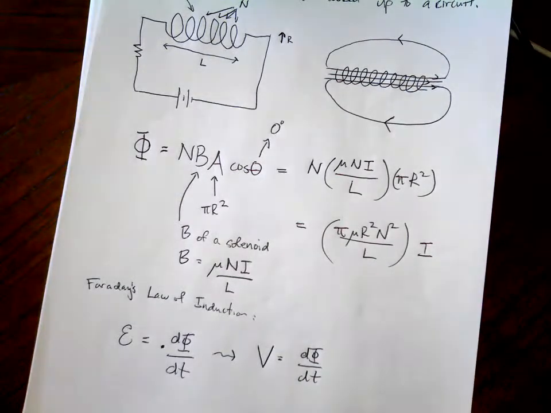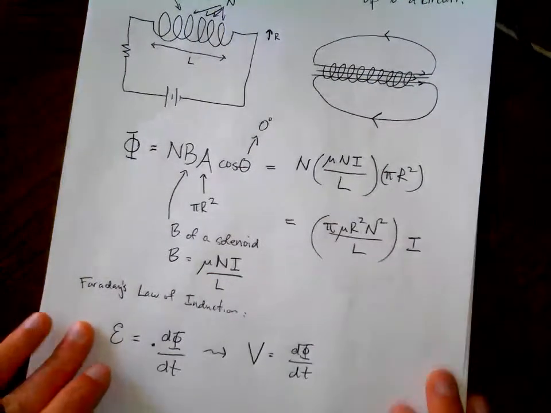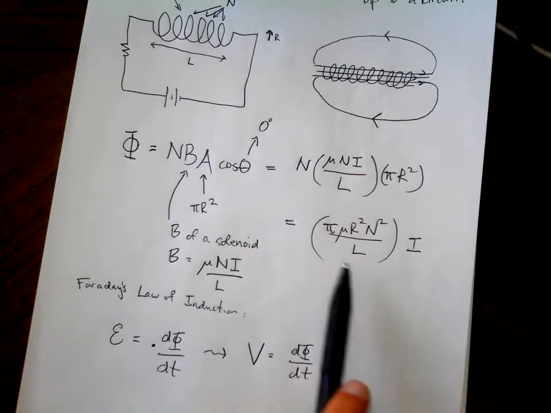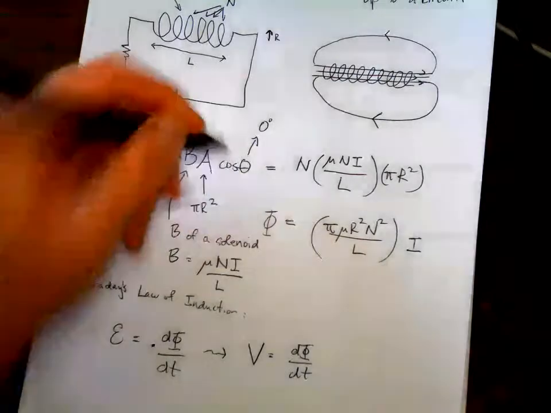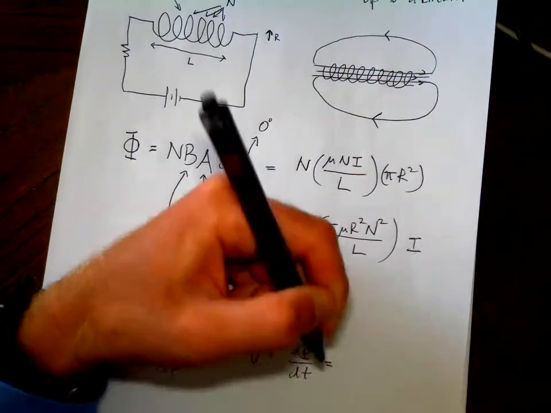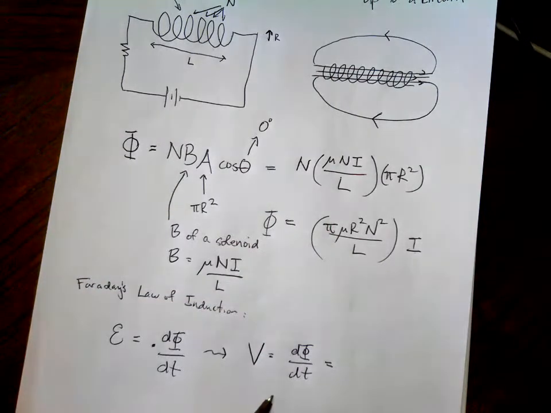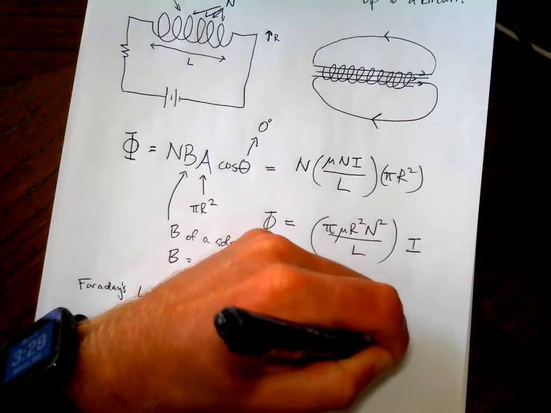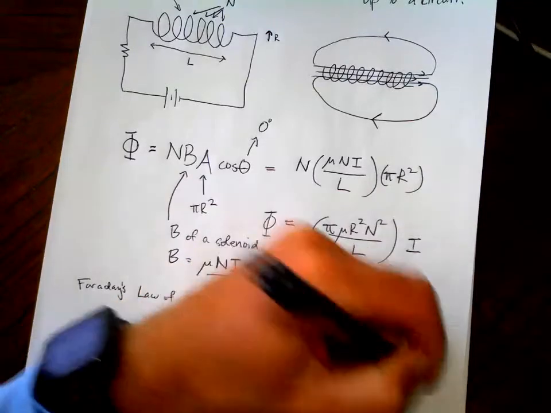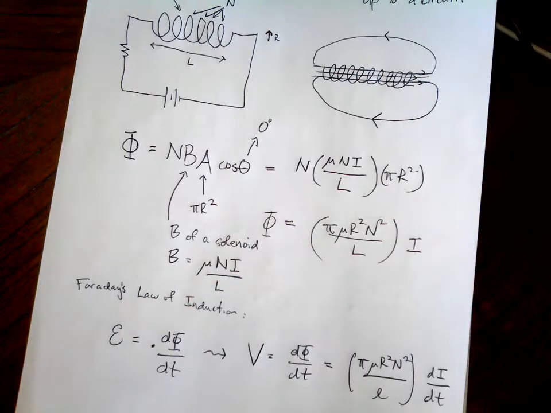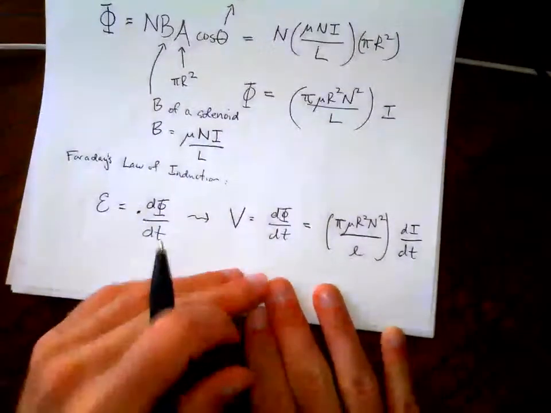All right. So if we look at this equation for the flux, the only thing that depends on time is the current. So the voltage across the solenoid is going to be pi times mu times r squared times n squared over L times di dt.